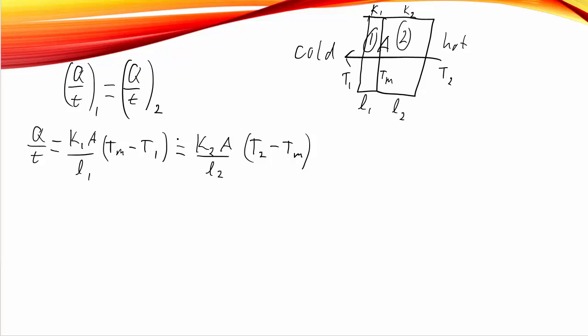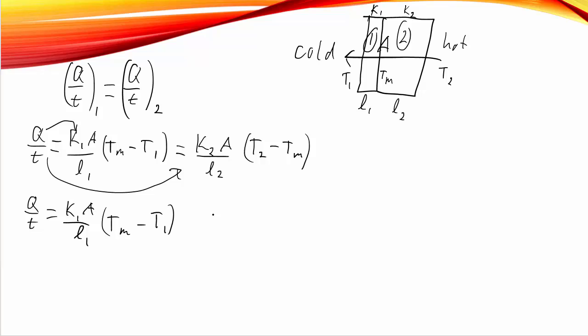So rather than just setting these guys equal to each other and solving for something, that would allow me to solve for one of the temperatures possibly, but it's not going to get me Q over T. I guess I could solve for the temperature first and then come back and plug it in. But another way we can do this is I can make two equations out of this. I can set this equal to this stuff, and I can set it equal to that stuff. So I've got Q over T equals K1A over L1 times Tm minus T1, and I've got Q over T equals K2A over L2 times T2 minus Tm.